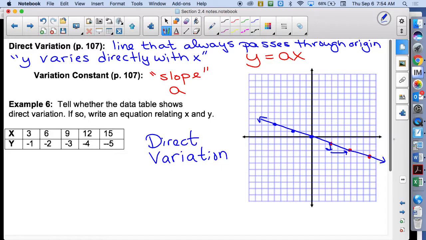The second question says, if so, write the equation relating x and y. Well, if we're writing an equation, we need to know the slope, which I'm saying is a, but really it's kind of thinking of the slope, times x. So Holly, if it's down 1 over 3, down 1 over 3, what does that mean the slope is? Yeah, -1/3. And then x. Which is what we did yesterday when we had a graph and we wanted to write the equation of a line, but it had a y-intercept. This one doesn't because it's going through the origin. Questions?